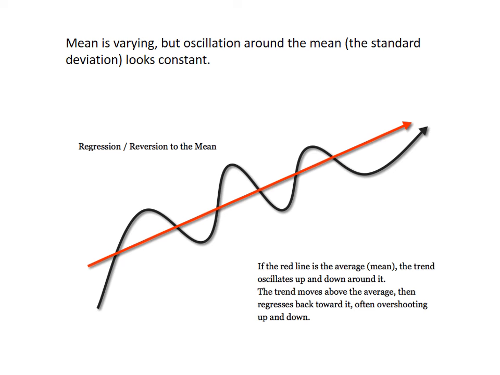But one thing you do notice is that the standard deviation, in other words, the oscillation around this red mean trend, is roughly normal, right? Or roughly consistent over time, right? So things aren't getting more or less volatile as you move through. The only thing that's changing here is the underlying mean trend.